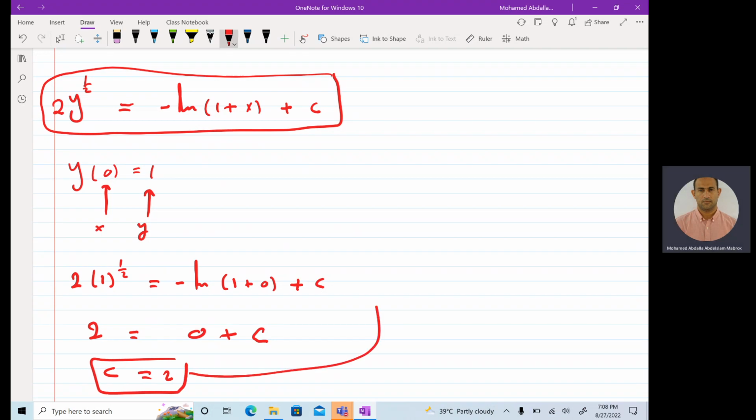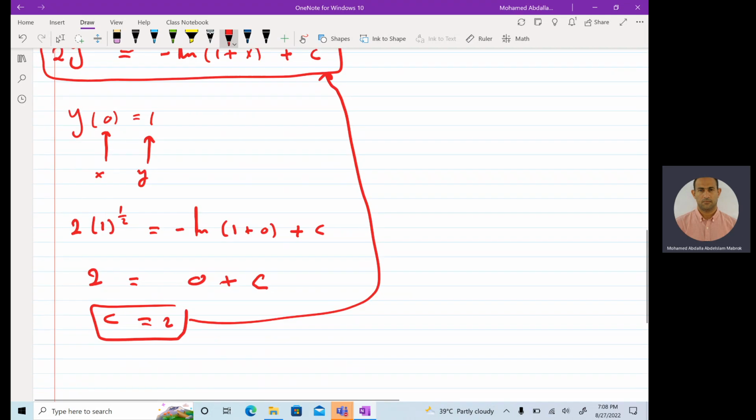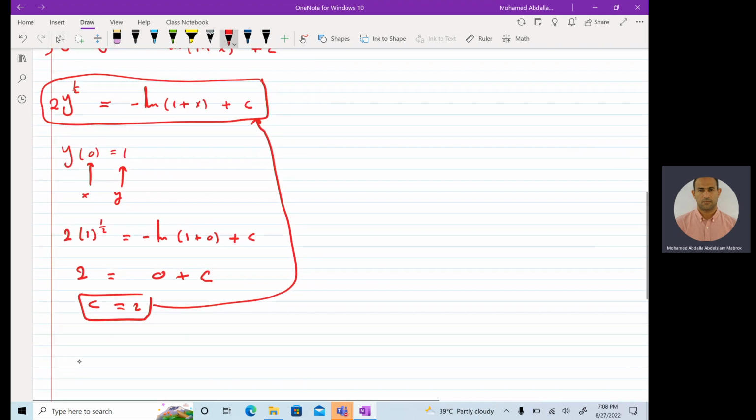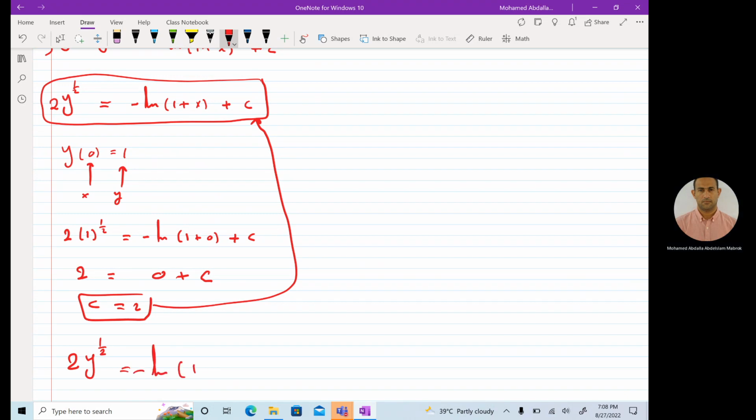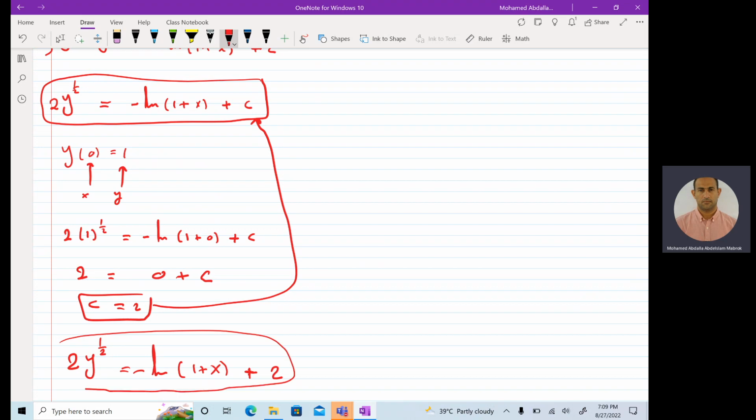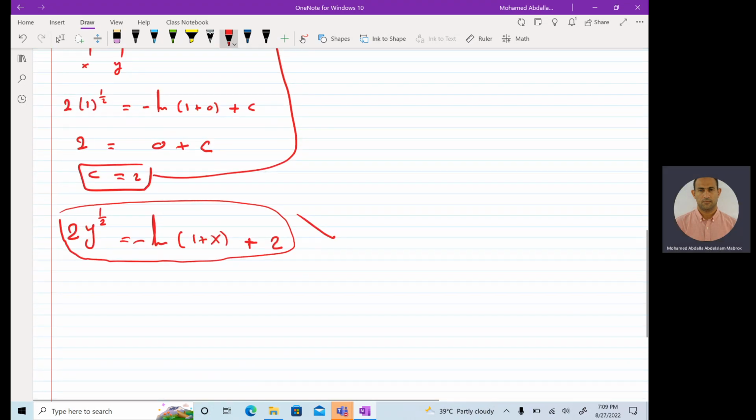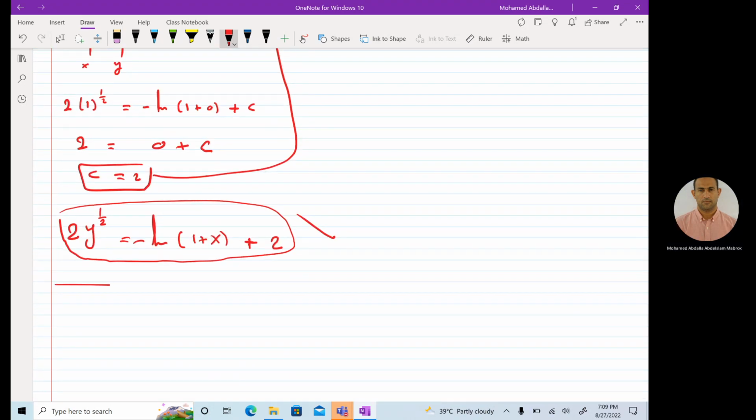We can go back and substitute the constant here to get the final solution, which is 2y to the power half, or 2 square root of y, equals minus ln 1 plus x plus 2. You can go ahead and make some adjustment here, but that's not really important for us now. So that would be sufficient. So this is one problem that we have here.